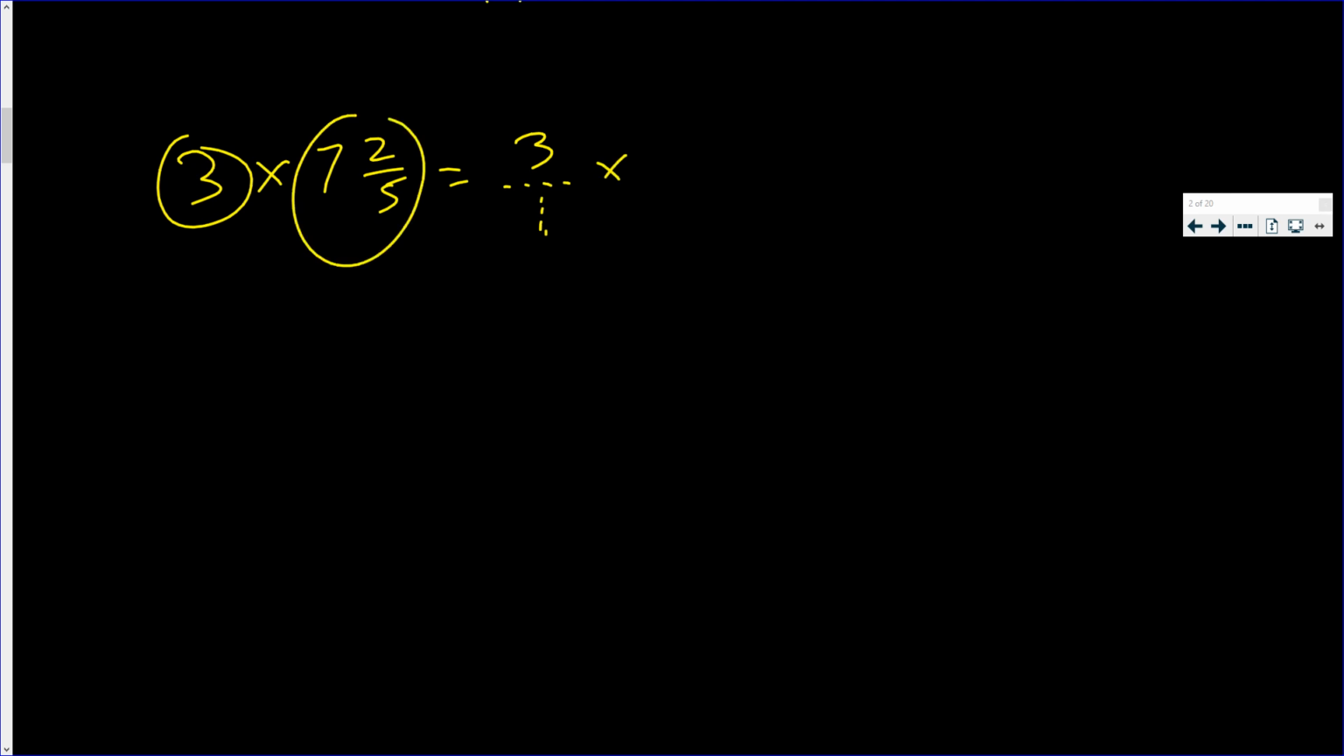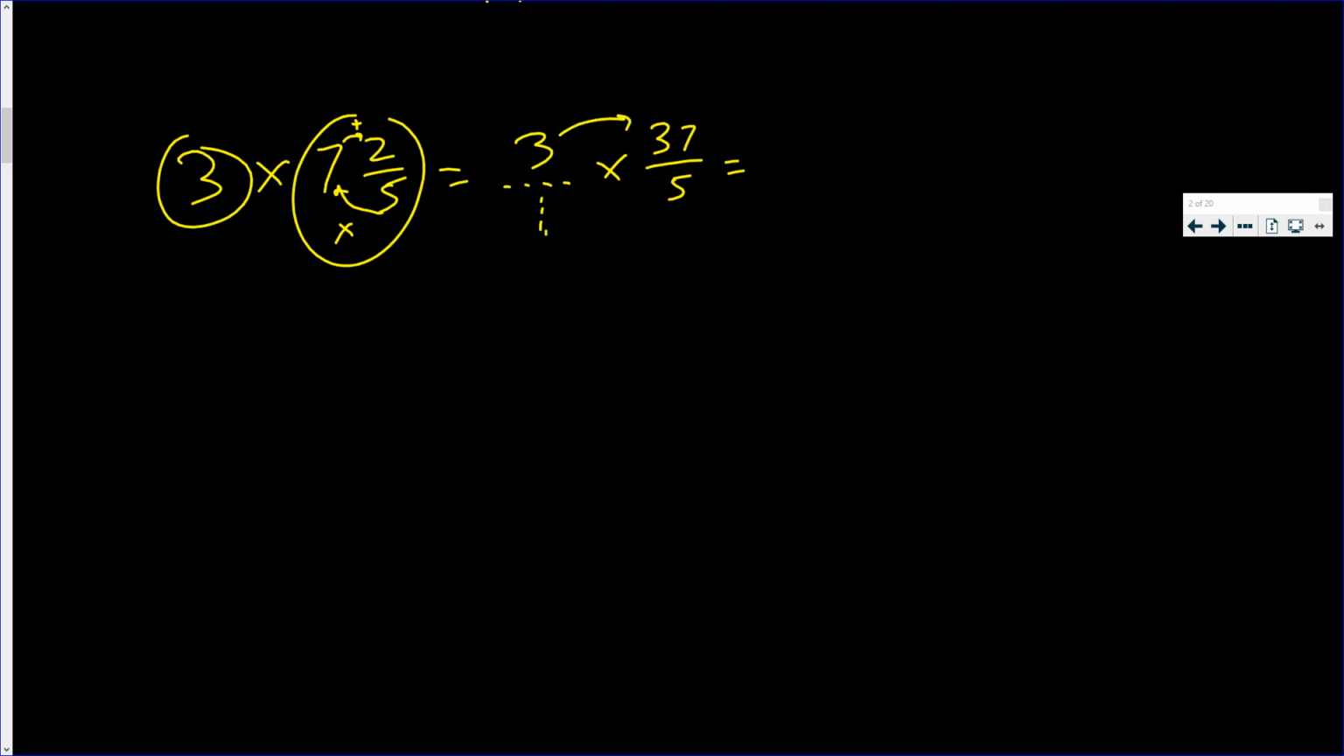Now, what if you have 3 times 7 and 2/5? Well, 3 is 3. If you like, you can think of it as 3 over 1. That's your call. Times this mixed number, 35 plus 2, that's 37 over 5.